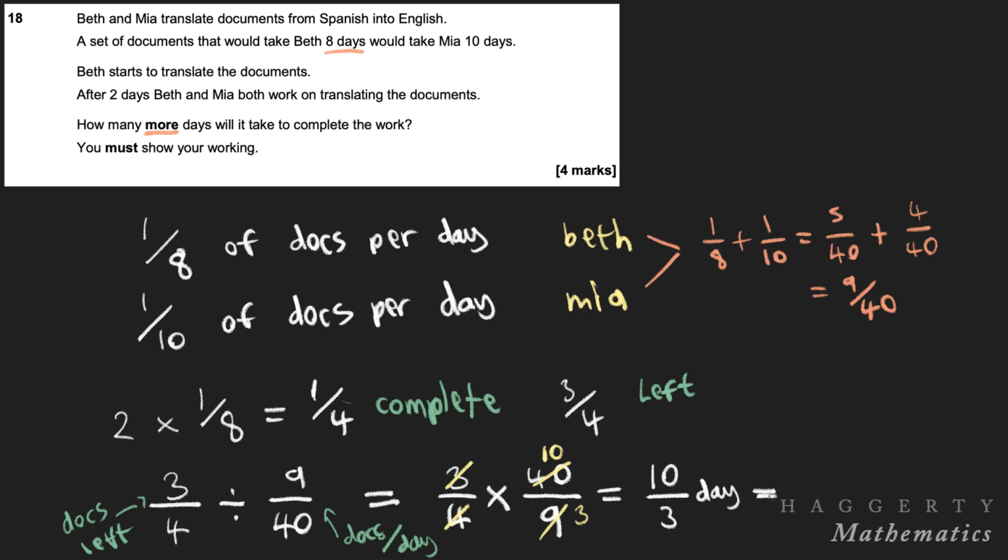And maybe that makes a bit more sense as a mixed number. So 3 into 10 goes 3 times, remainder 1. So that's 3 and 1/3 of a day. And that's how many more days it's going to take to complete the remaining work. And that's the final answer.